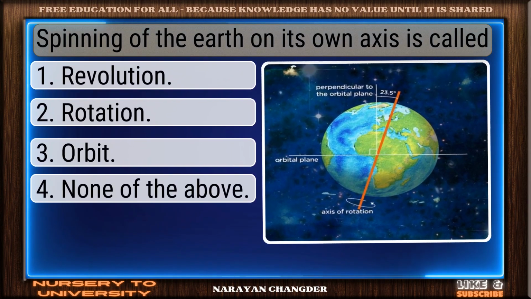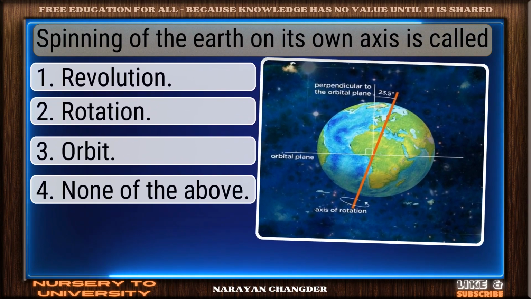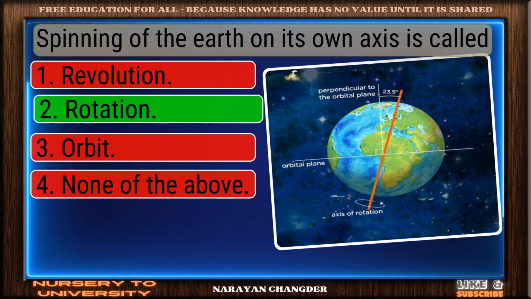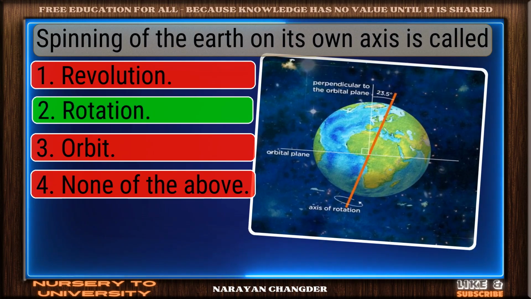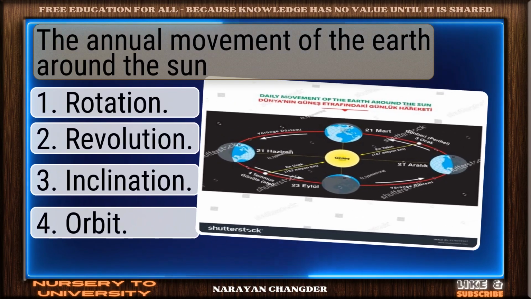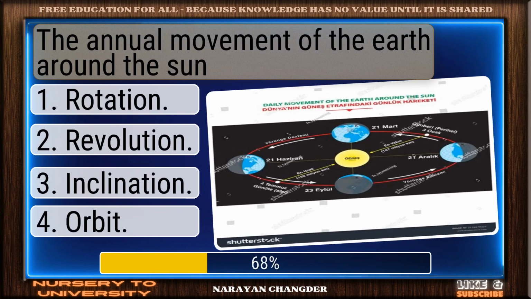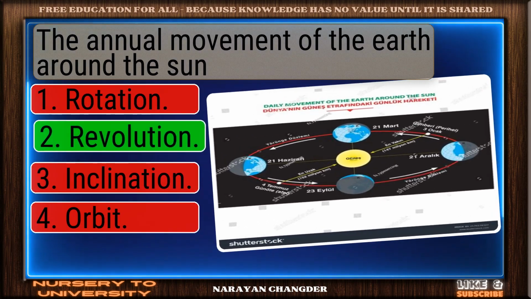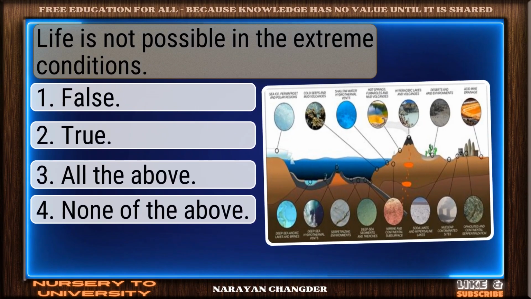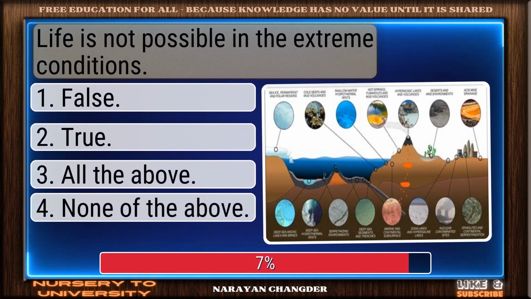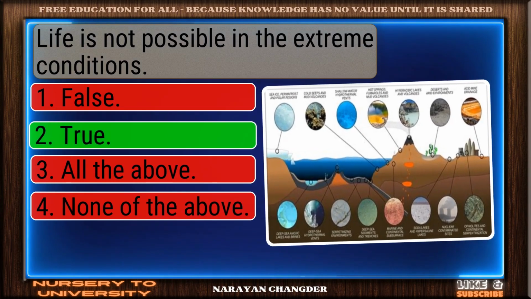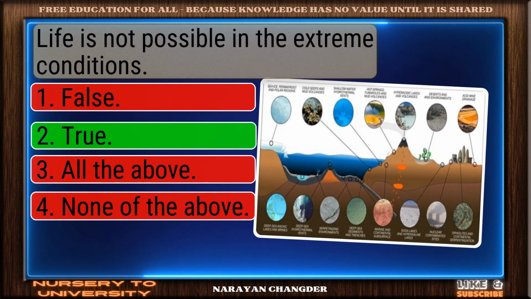Spinning of the Earth on its own axis is called... Great job. Rotation is the accurate answer. The annual movement of the Earth around the Sun. Good thinking. Revolution is the right answer. Life is not possible in extreme conditions. You chose true, and it is correct.